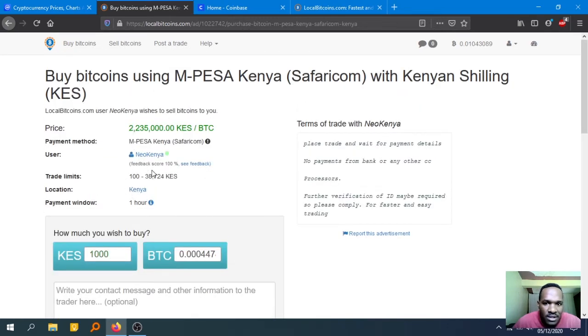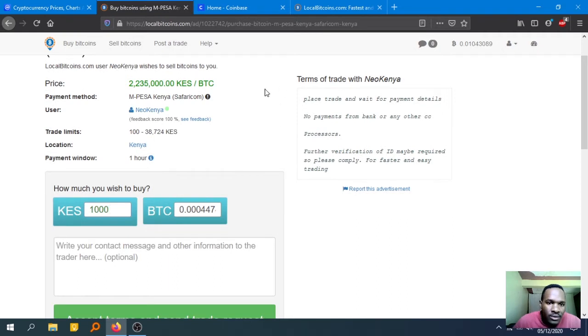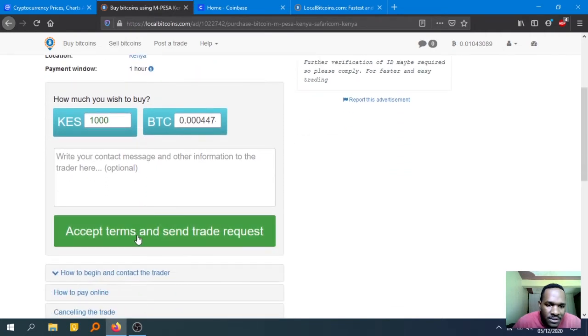within the trade limits. These are some of the terms you need to read: place trade, and wait for payment details. No payments from bank or any other processors, and further verification of ID may be required, so please comply for faster and easy trading. So anyway, I've already placed the amount I need to spend. So what I'm going to do is click on accept terms and send trade request.